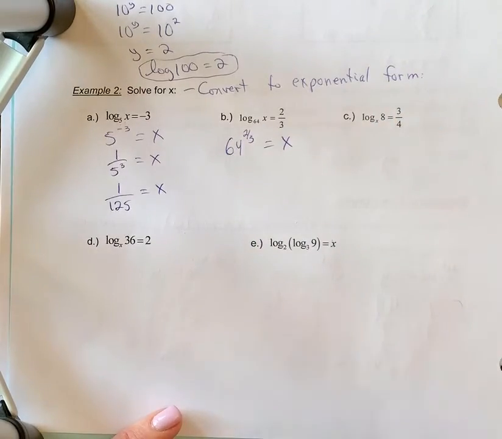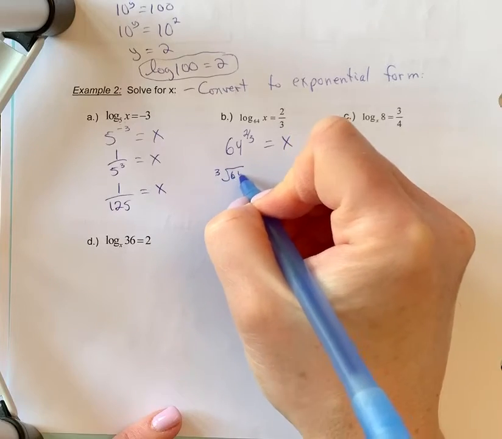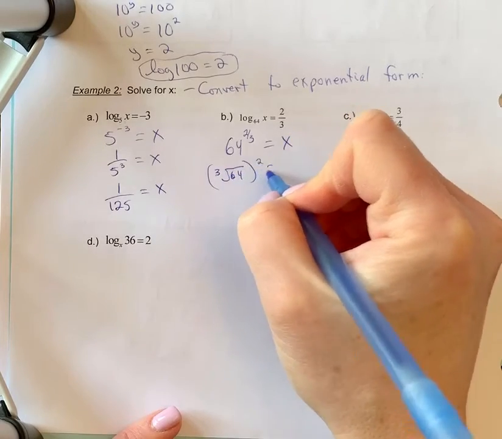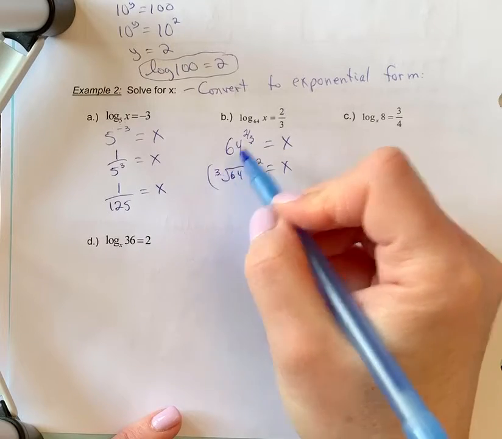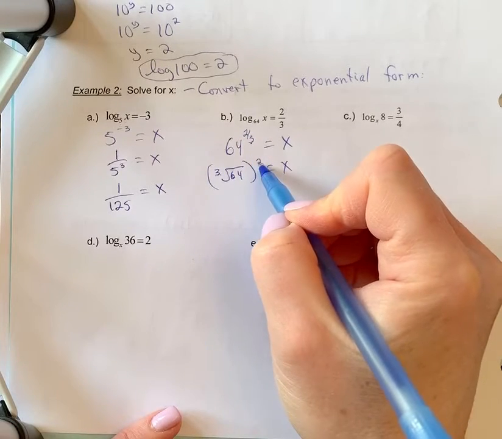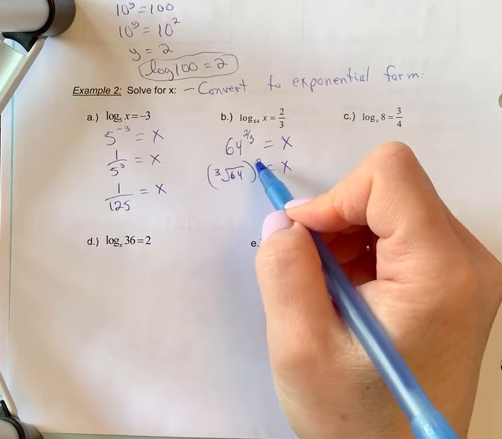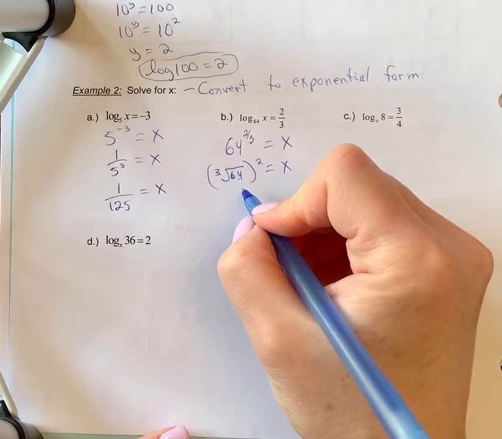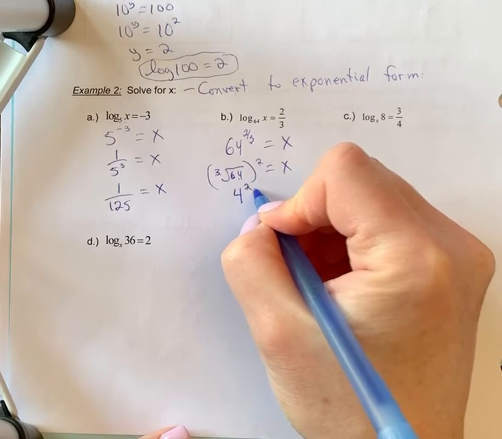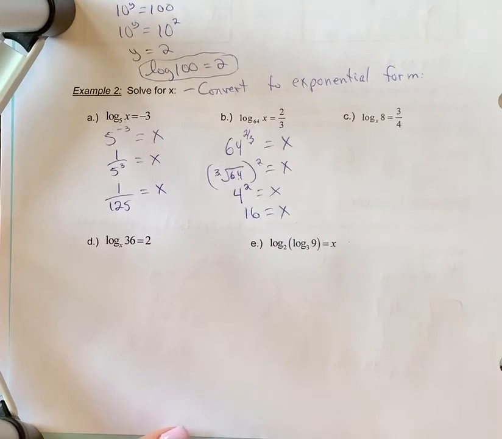You wouldn't have a calculator for these questions. So you're going to cube root 64 and then square it. So remember that the denominator becomes the index and then the numerator becomes the exponent. And it's much easier to cube root it first because 64 squared without a calculator would be tough to do. So cube root of 64 is 4. And now we're going to square that. So we get 16 is equal to x.